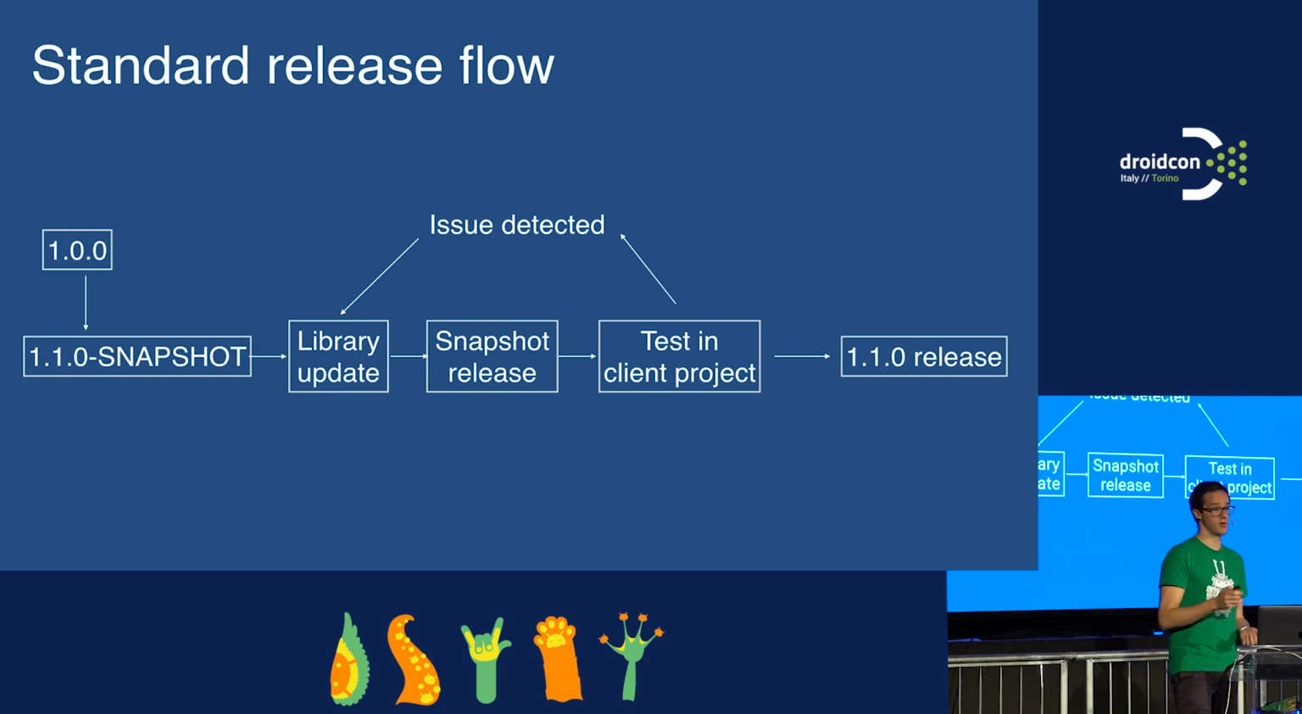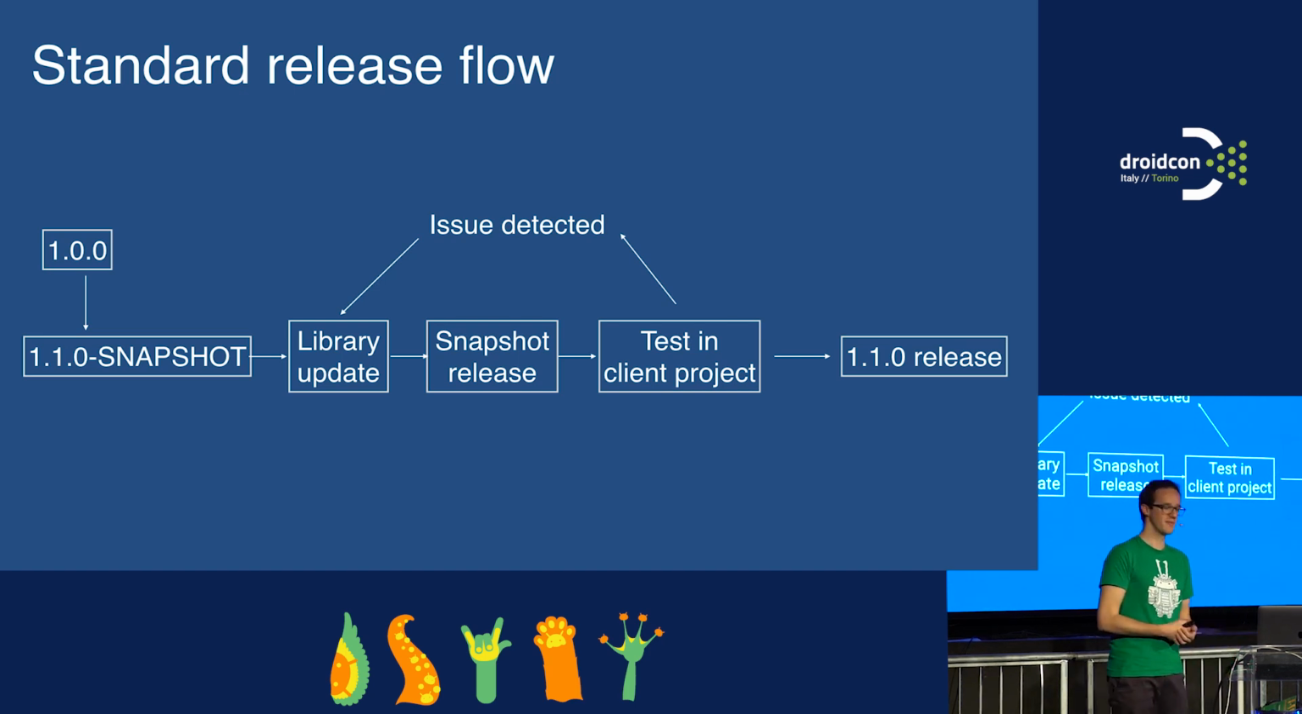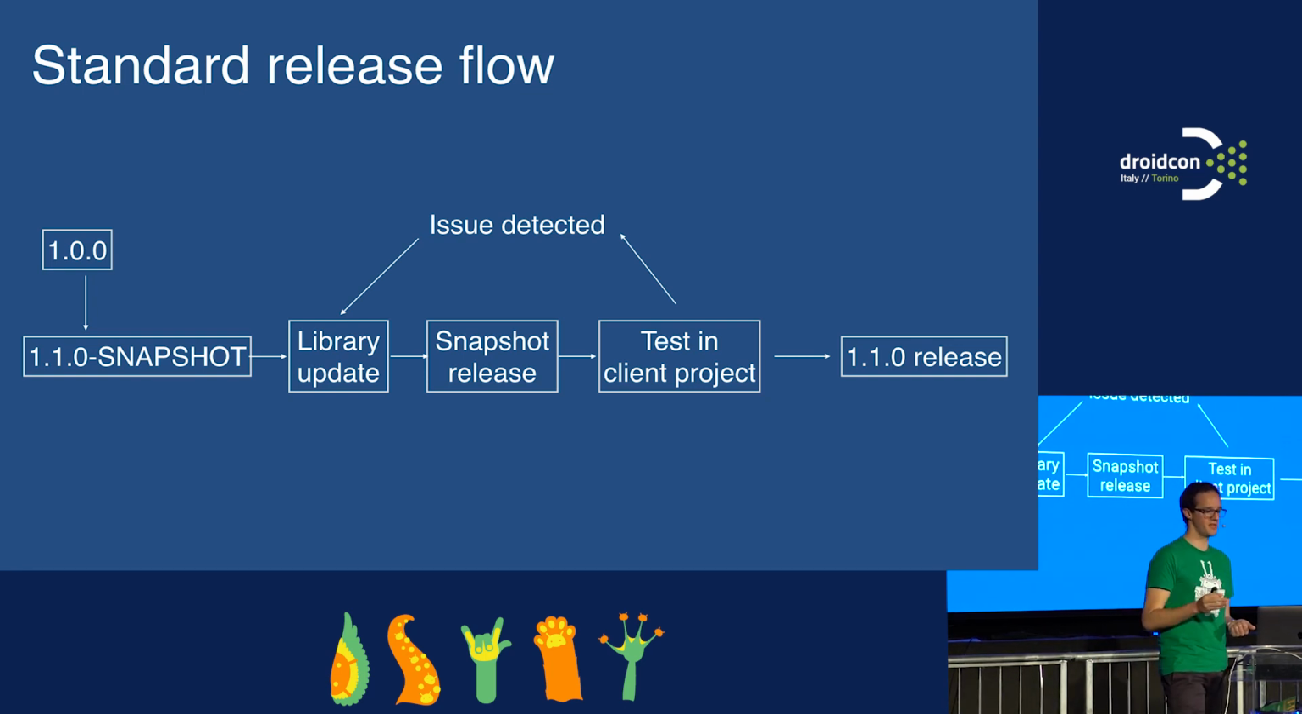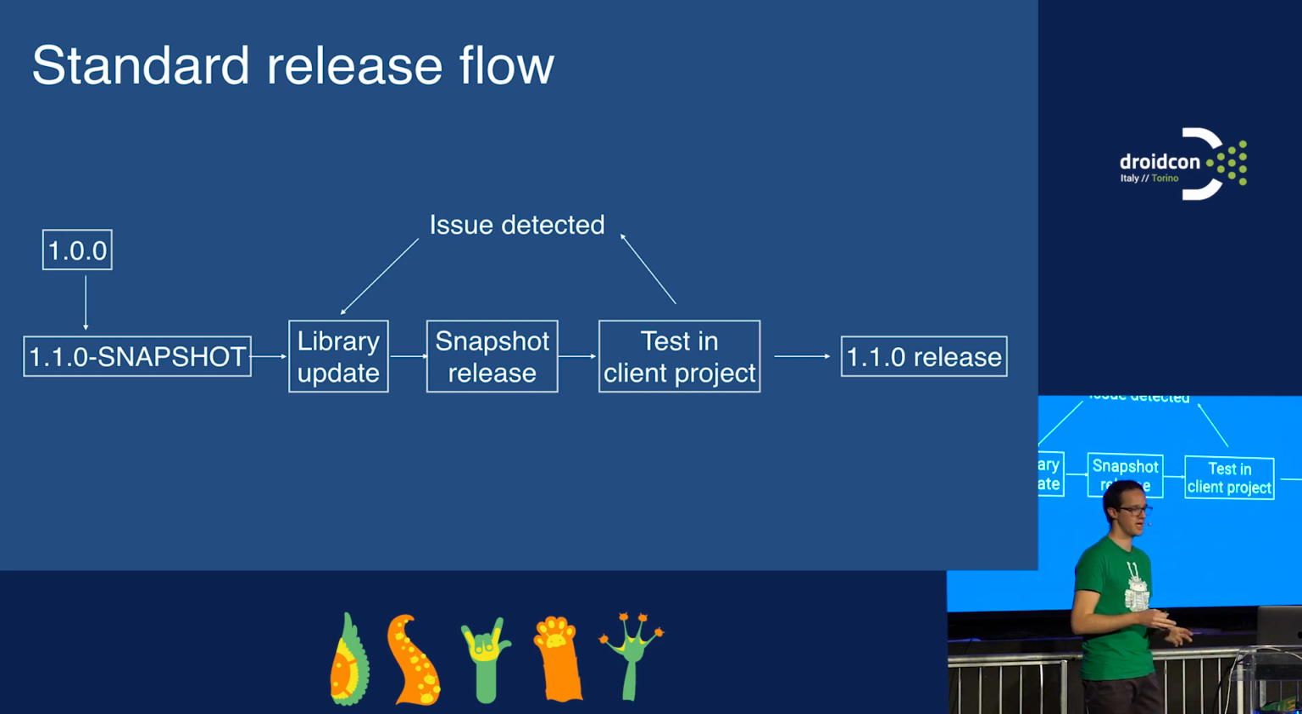We test it in our client, and then QA found a bug, of course. So what we do is another update. We probably increase the version number as well, to snapshot 2, snapshot 3, etc., and every time we do a new release, until we are satisfied. Then we update the version again, this time to 1.1.0 without snapshot, and we release it. At that time, it's finally ready for the public.